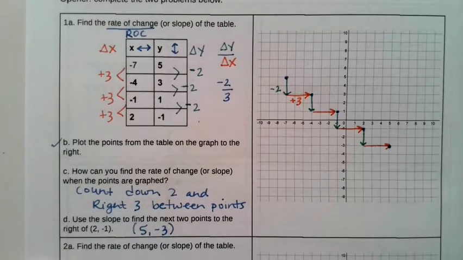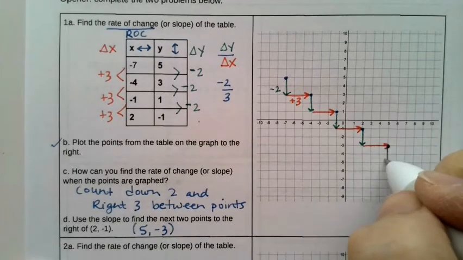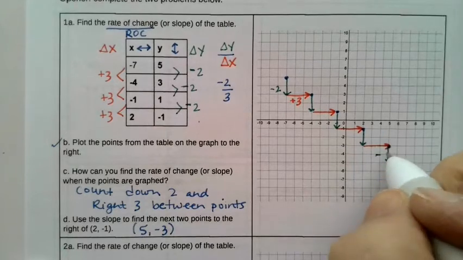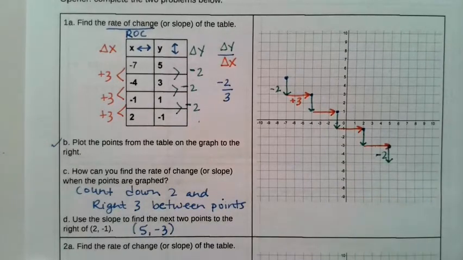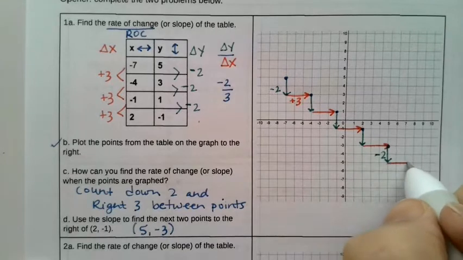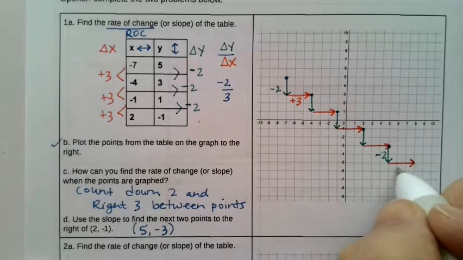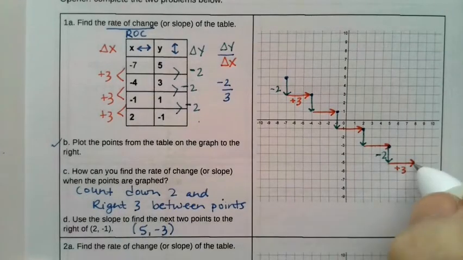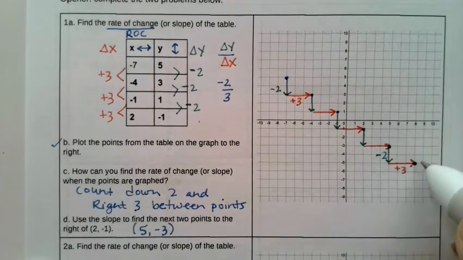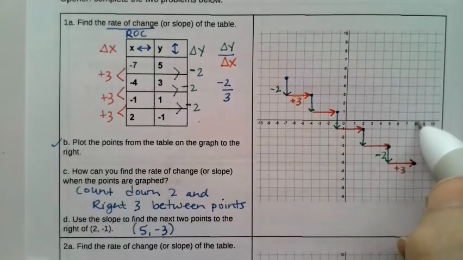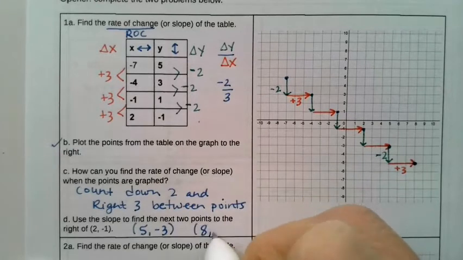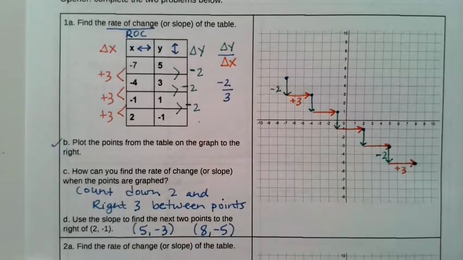And to find the next point, again, we're going to use that same down. So that's down is negative, down 2, and to the right 3, because right is the positive direction for x, plus 3. I have a point right there, and that point, if I read, is over 8 and down 5. So that would be 8, -5 as an ordered pair.